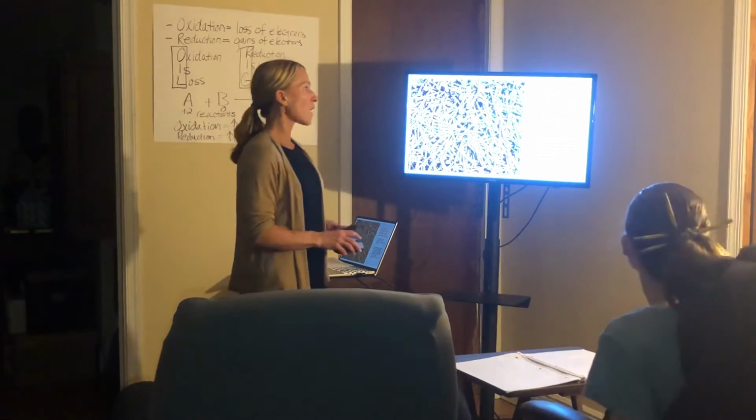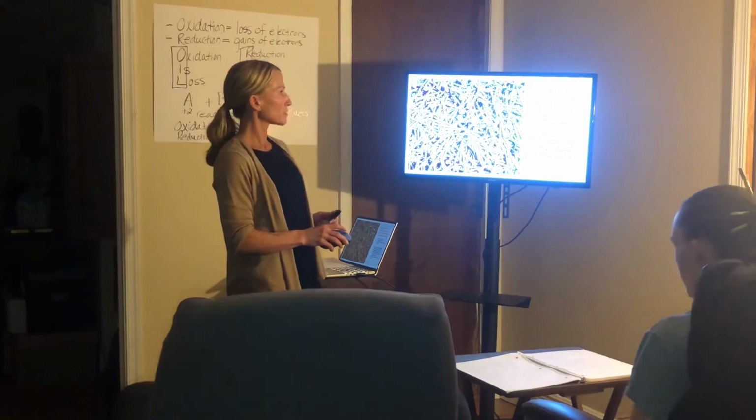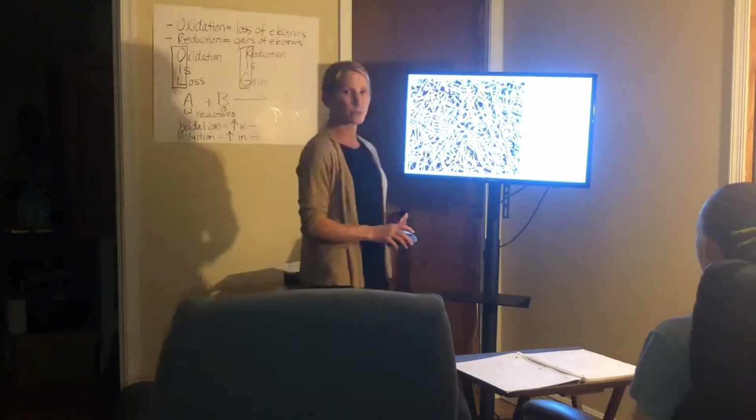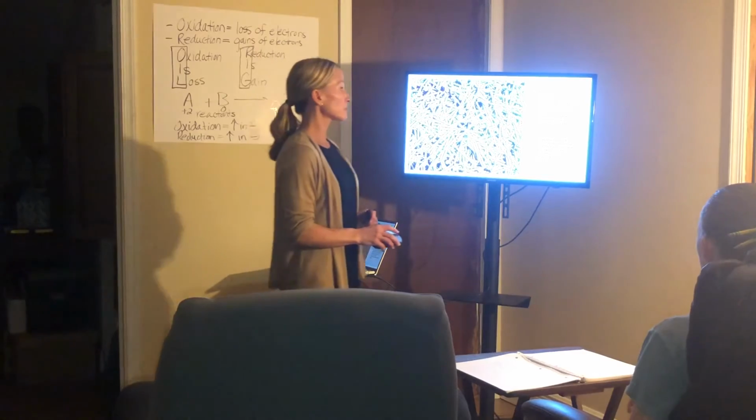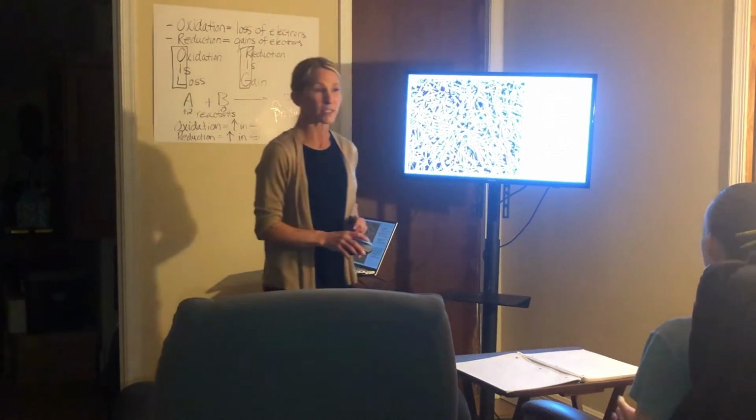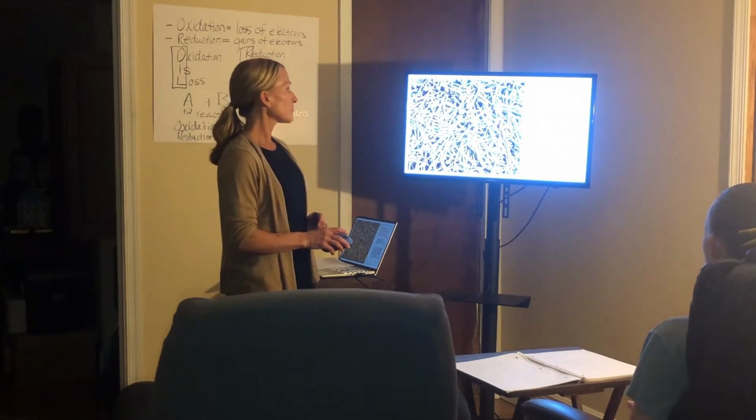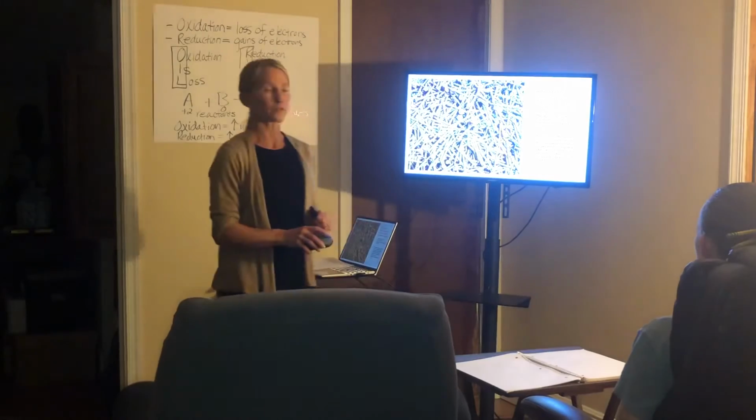So, that is why rust on a nail is the product of a redox reaction, because a new substance is being formed. The iron loses electrons and the oxygen gains electrons. Okay? So this reaction is the oxidation of iron, or formation of rust.